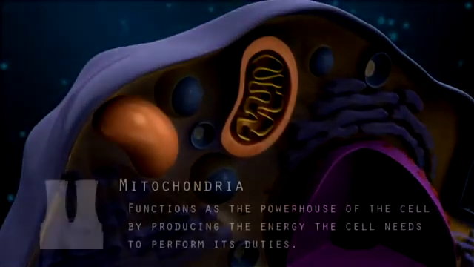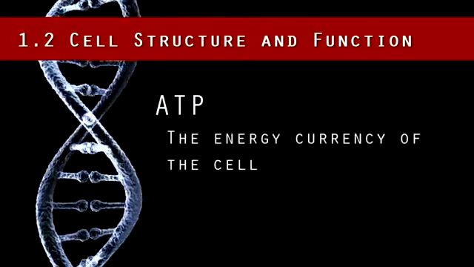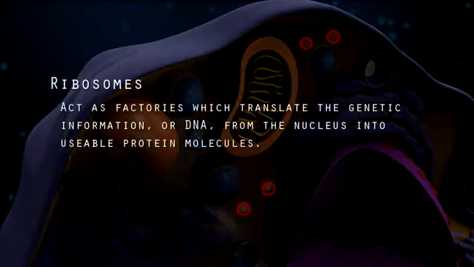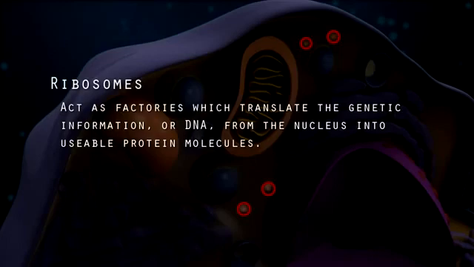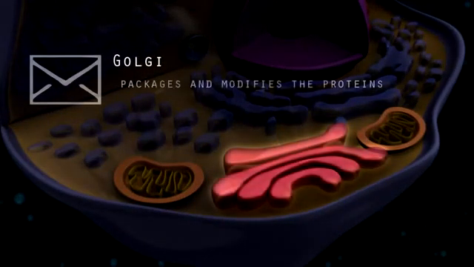The mitochondria functions as the powerhouse of the cell by producing the energy the cell needs to perform its duties. This is just like a power plant providing energy for a city to use. The energy currency of the cell is ATP. The ribosomes act as factories which translate the genetic information, or DNA, from the nucleus into usable protein molecules. Proteins do the work in the cell. The Golgi functions as the post office in the cell and packages and modifies the proteins.